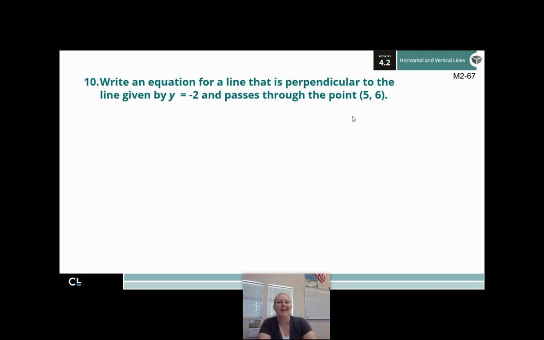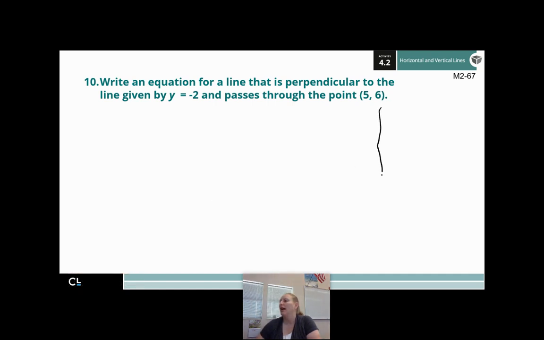Question number 10. Again, write an equation for a line that is perpendicular to the line given by y equals -2, and it passes through the point 5, 6. So go ahead, hit pause to work this out, hit play when you're ready to check your work. Are you ready? I'm ready.